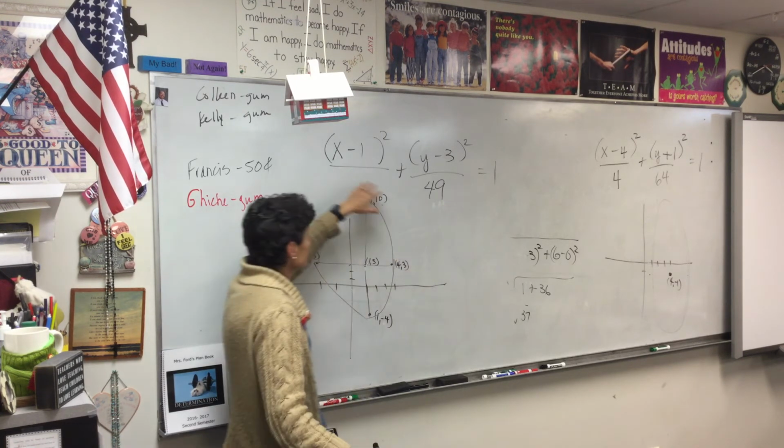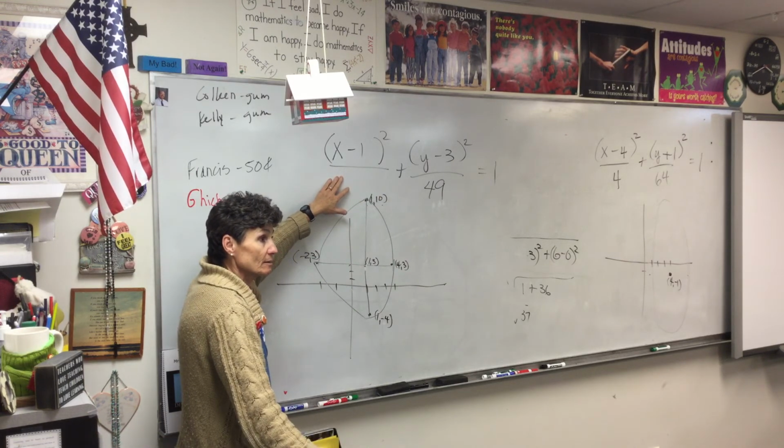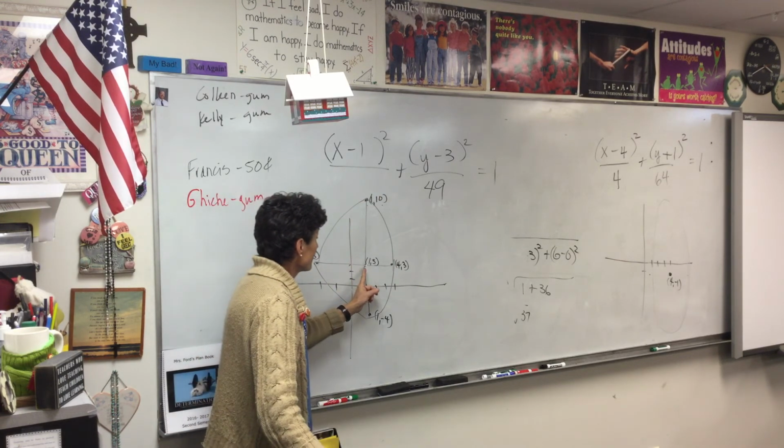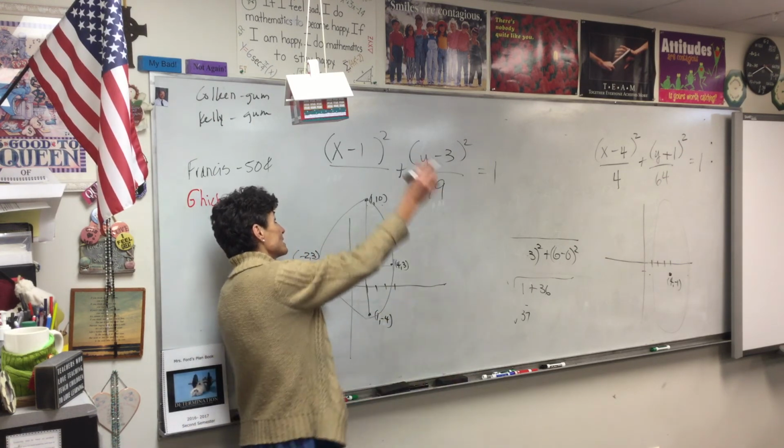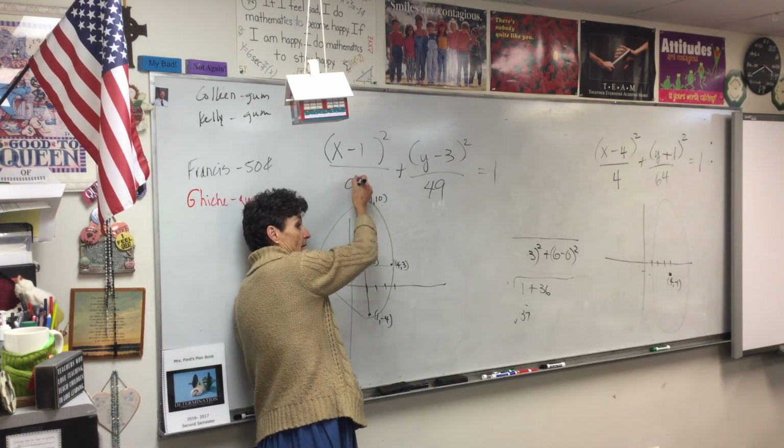Okay. So now I need my number under my X. 3. So I'm going to do the same thing. I'm going back and forth 3. 3, which means the number is a 9.